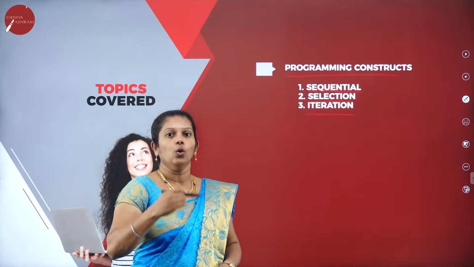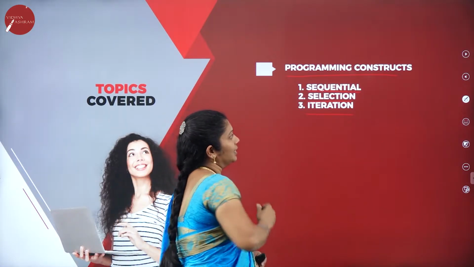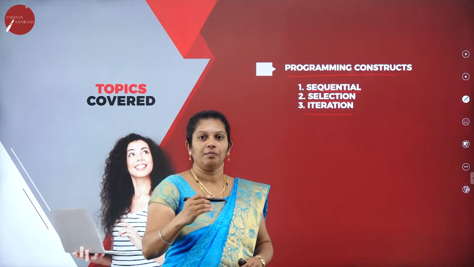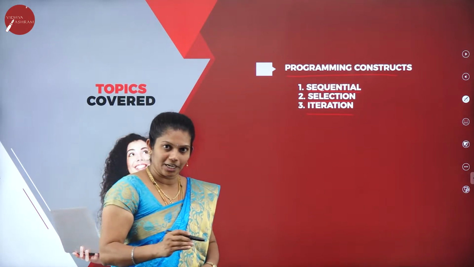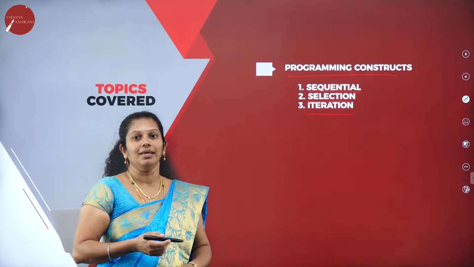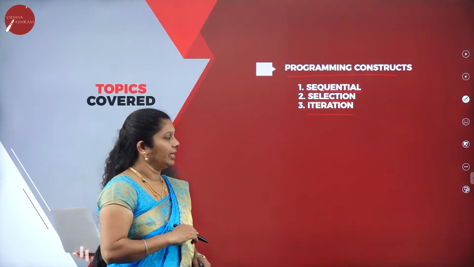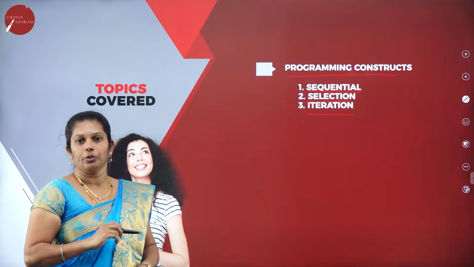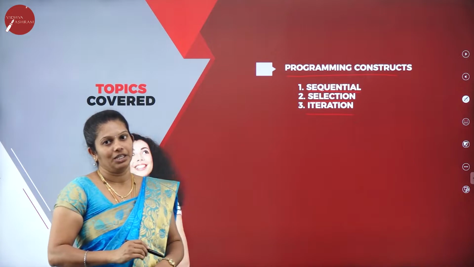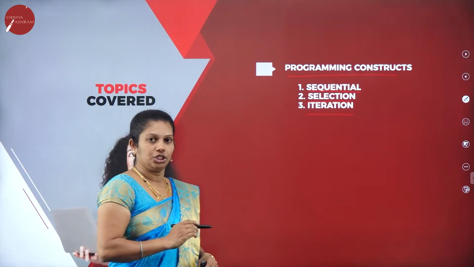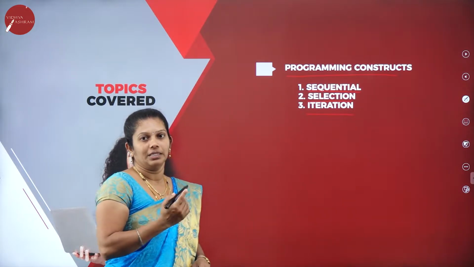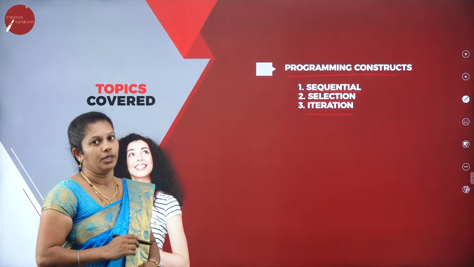Whereas in sequential, it is one after another. Under selection, whichever statement we want, we are able to select. It may be a simple if else statement, or if else if statement, or a switch statement, or a nested statement. Then iteration means the ability of the programming language to execute the statement again and again until some condition is satisfied. Under iteration, it may be while loop, do while loop, for loop. The difference between them, you will come to know in today's session.